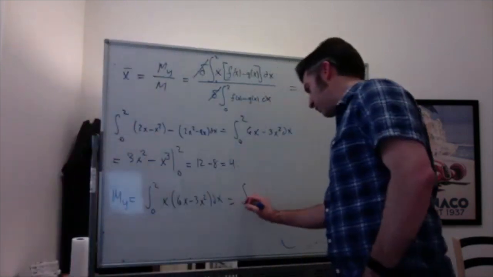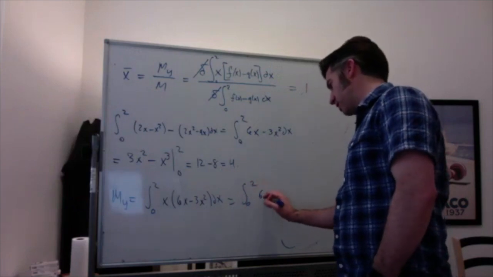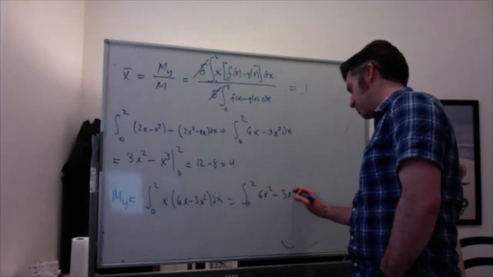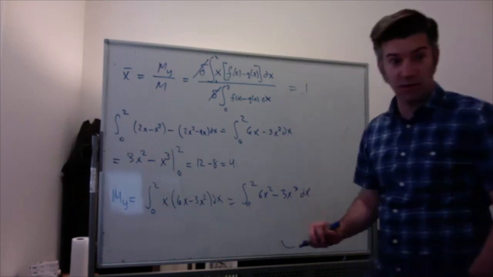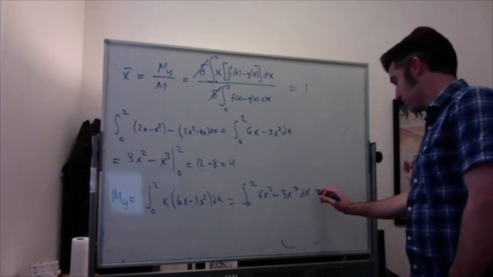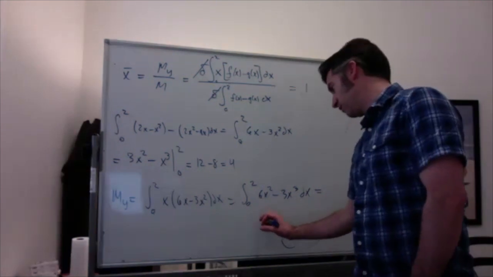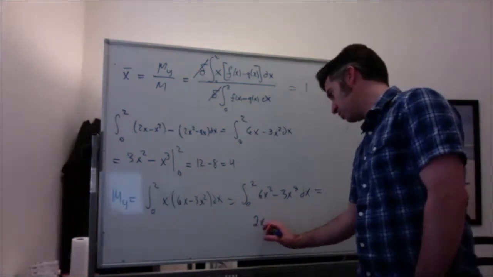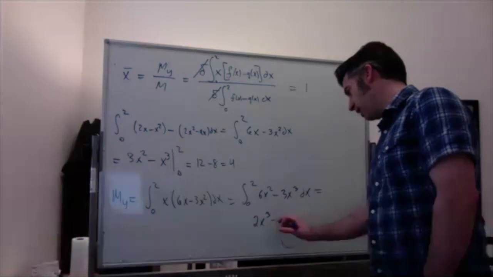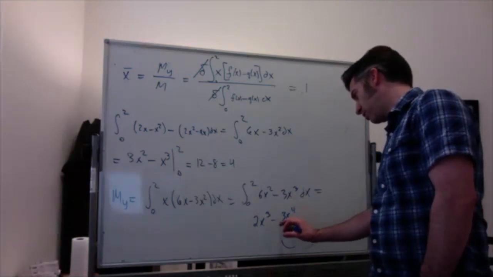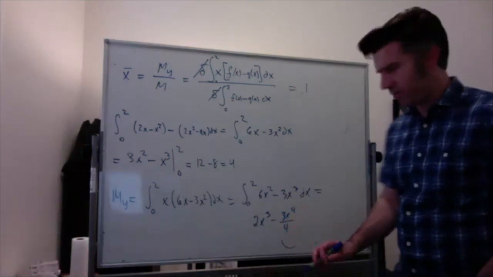So I'm going to get the integral from 0 to 2 of 6x squared minus 3x cubed. I'm a little worried the numbers aren't going to come out right, but it's okay. I mean, it's not okay. It should come out right. So I'm going to get 6x cubed over 3, which is 2x cubed, minus 3x to the 4th over 4. Oh, I think it's going to be okay.